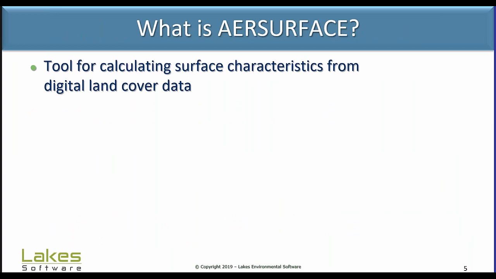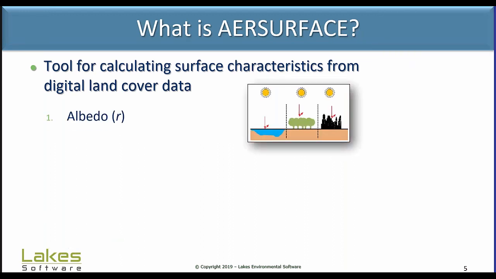Well, it is a tool developed by the United States Environmental Protection Agency, and it helps calculate surface characteristics from digital land cover data. Reading in these digital land cover files, it uses some lookup tables to associate each of the digital land cover categorizations into three different surface characteristics. The first is albedo, which is a measure of reflection, specifically how much of incoming solar radiation is reflected by a specific land use category at the surface.